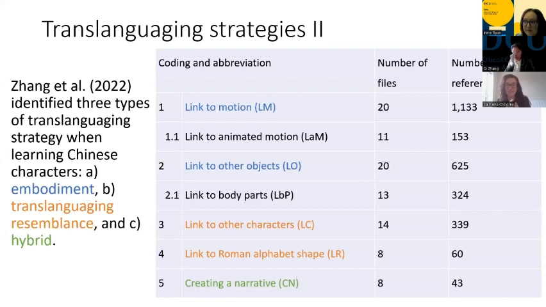So what the characters embody. The second, in the kind of orange highlight, we have the translanguaging resemblance. And this is linking to characters that they know, or maybe the letters that they know in their familiar alphabet. So it's really, again, drawing on their linguistic repertoire to make meaning. And finally, the hybrid we can see in terms of creating a narrative for different character types.